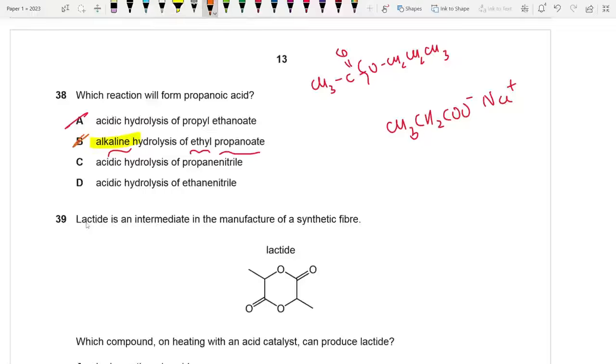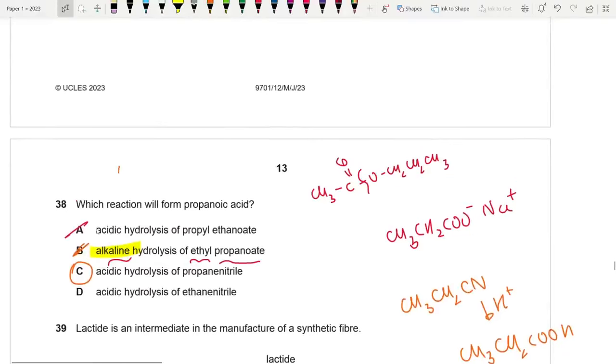Acidic hydrolysis of propane nitrile. So what is propane nitrile actually? CH3, CH2, CN. This is propyl nitrile. Acidic hydrolysis gives us CH3, CH2, COOH. Really important, okay? It could be alkaline hydrolysis as well, but we needed acidification afterwards. So remember the two routes of nitriles. Nitriles can be reduced using LiAlH4 or hydrogen plus nickel to form amines, and they can be hydrolyzed using acid or alkali, and alkali followed by acidification to form carboxylic acid. Very important. Okay, a nitrile has two routes.